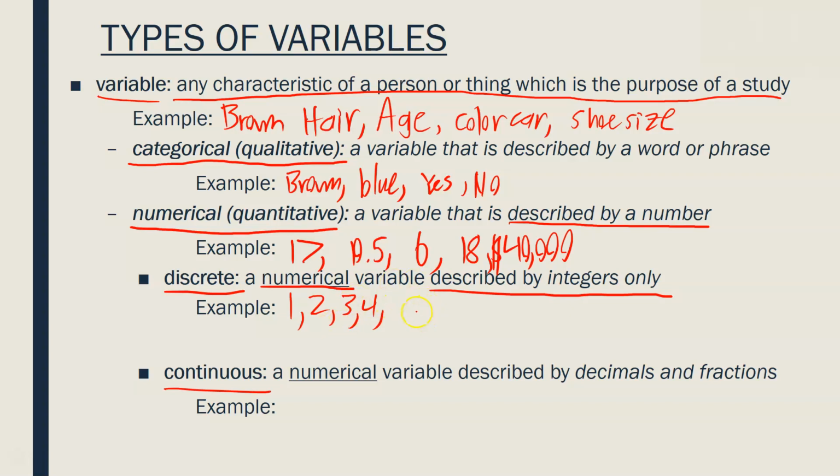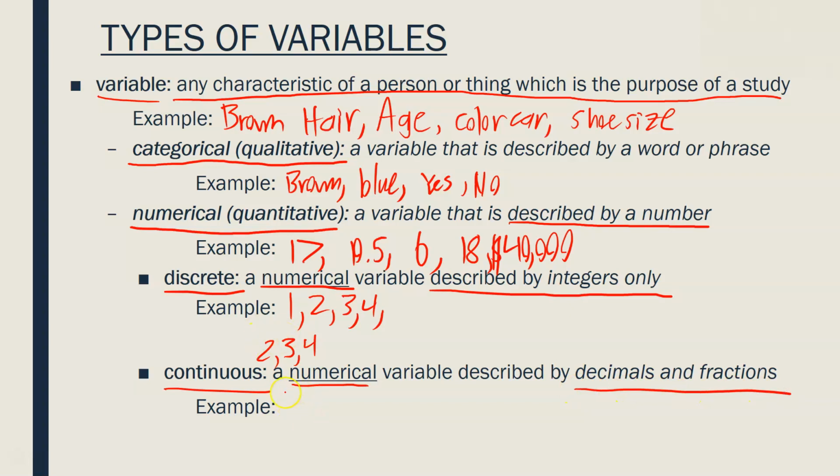Or maybe I'm talking about the number of children that I have. I can't have like half a child. I have maybe 3 kids, or 4 kids, or 2 kids. A discrete variable is described by integers only, like 1, 2, 3, 4, 5, 6, 7, 8, 9, 10. A continuous variable is a numerical variable described by decimals and fractions.